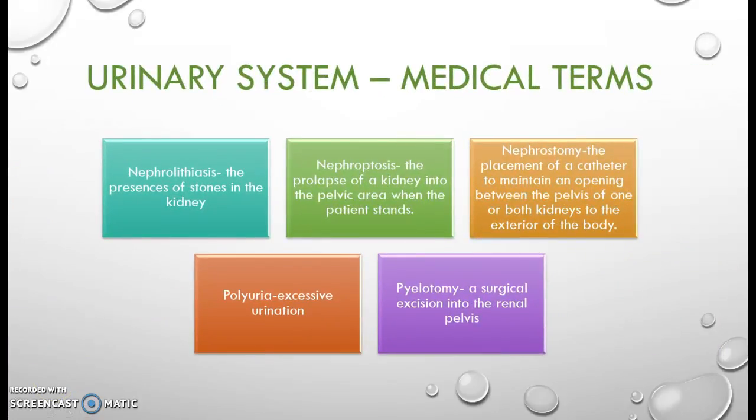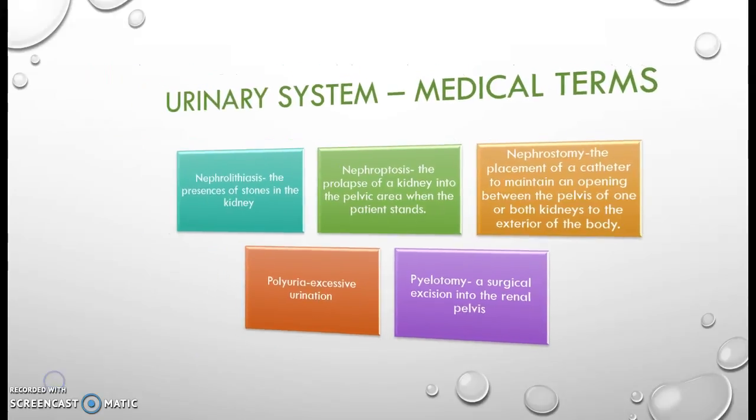The urinary system medical terms: nephrolithiasis is the presence of stones in the kidney. Nephroptosis is the prolapse of a kidney into the pelvic area when the patient stands. Nephrostomy is the placement of a catheter to maintain an opening between the pelvis of one or both kidneys to the exterior of the body. Polyuria is excessive urination. Pyelotomy is a surgical incision into the renal pelvis.